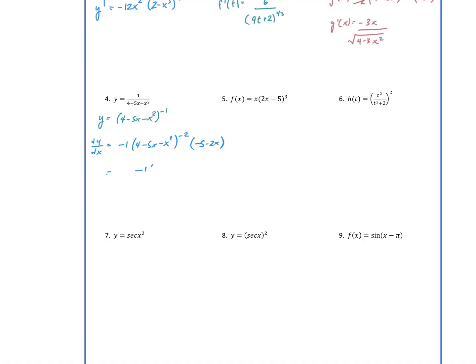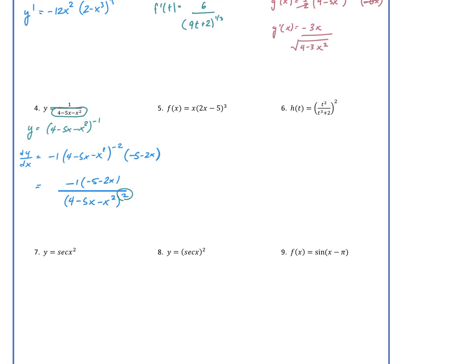So I've got negative 1 on top, negative 5 minus 2x, and then over 4 minus 5x minus x squared, squared. You'll notice if you remember the quotient rule, it's low d high, high d low over bottom squared. Notice this is the bottom and it ended up being squared. So you can do it either way. You can do quotient rule or you can rewrite it and do the chain rule.